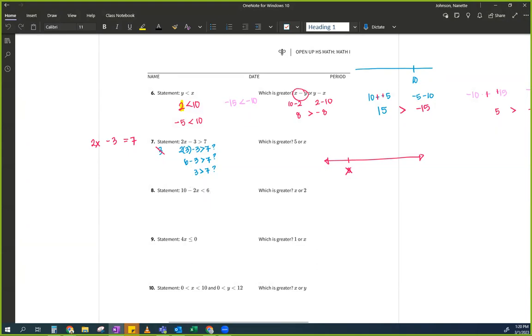Someone said I tried 10 and it works, Miss Johnson. Let me just check. 2 times 10 is 20. Minus 3 is bigger than 7. Okay, so over here, someone said they tried 10 and it works.